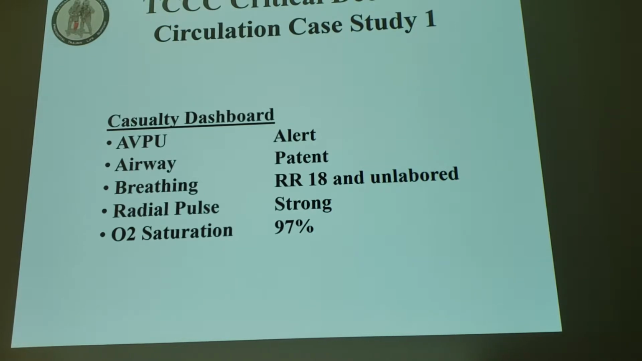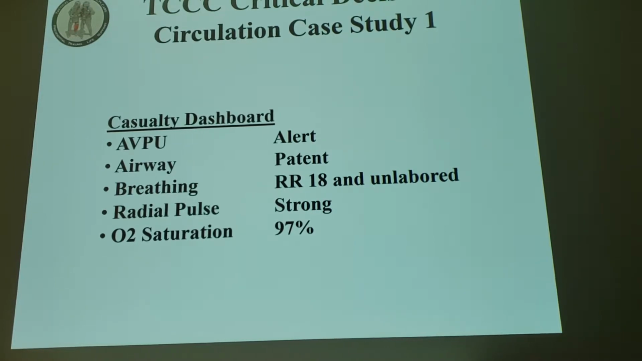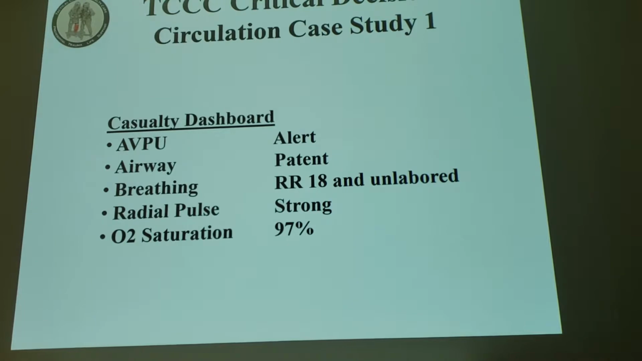Dashboard, APU, alert. Airway, it's working. Breathing, respiratory rate of 18 and it's unlabored. Radial pulse is strong. O2 saturation is 97%. Anything remarkable about that? No. Sounds pretty normal. What if we saw that the pulse was rapid and that the breathing was rapid? Be nice and shock. In shock?